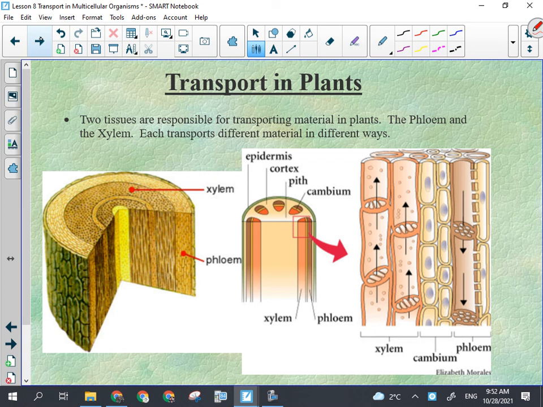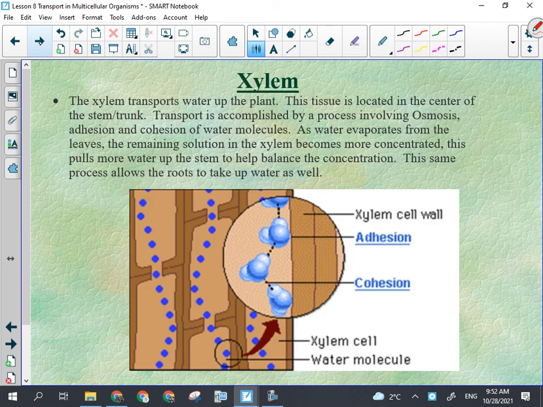Okay, so the two tissues are the phloem and the xylem. Each transports material in different ways, and we need to know which and how. So the xylem transports water up the plant. That process involves osmosis, adhesion, and cohesion of water molecules. Water evaporates from the leaves. The remaining solution in the xylem becomes more concentrated with salts, and that causes an osmotic pulling force that pulls the water up the plant.